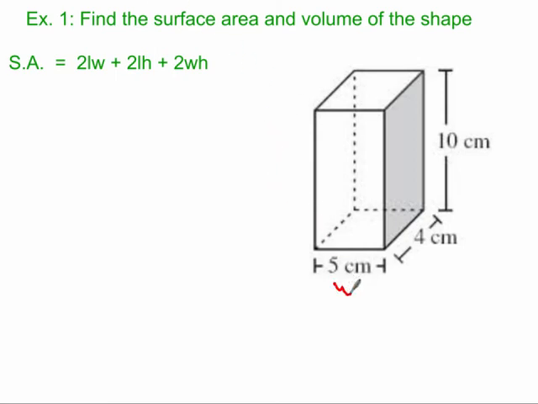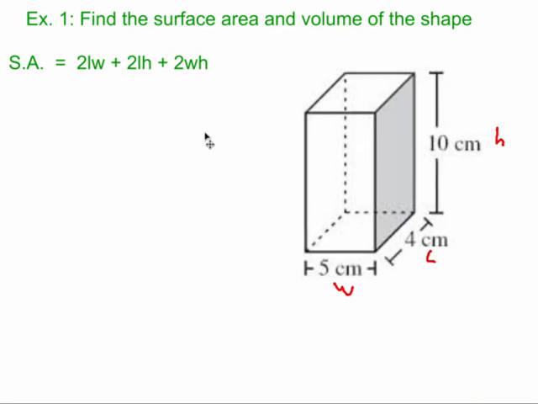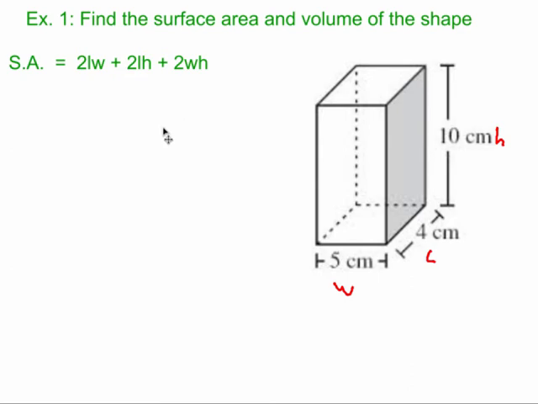So let's say 5 is our W, 4 is our length, and 10 is our height. Okay, so let's go ahead and find the surface area. We're now just going to take these values, leave this over here, take those values and plug them into our formula. So 2 times length times width, 2 times 5 times 4, 2 times length times height, 2 times 5 times 10.